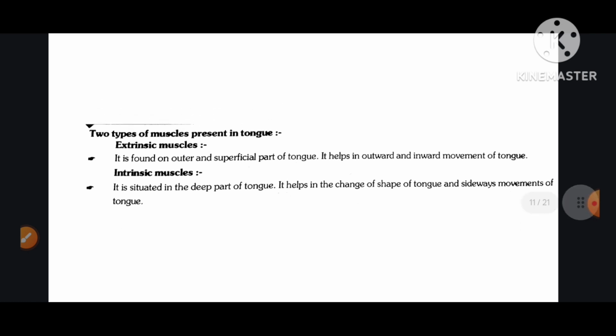Types of muscles present in the tongue. Extrinsic muscles. They are found on the outer and superficial part of the tongue. They help in outward and inward movement of the tongue. Intrinsic muscles. They are situated in the deep part of the tongue. They help in the change of shape of the tongue and sideways movement of the tongue.